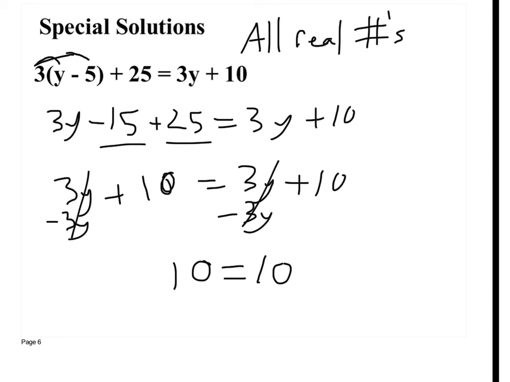So that's why this is a special case. Normally, y would just equal one number. Or with inequalities, y equals a set of numbers. This, it's every number possible.